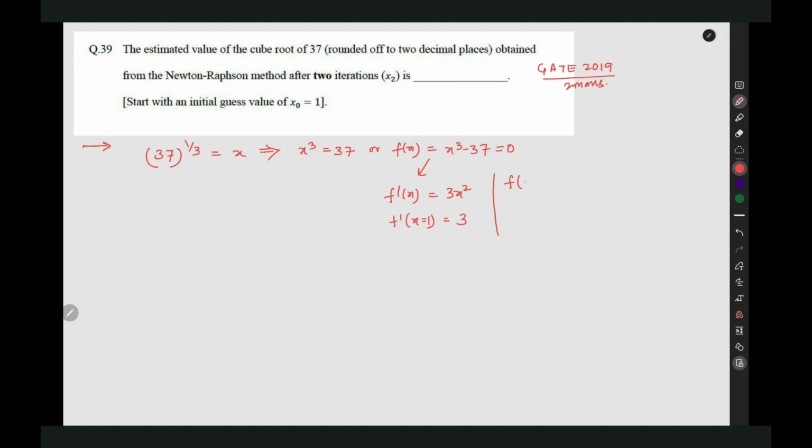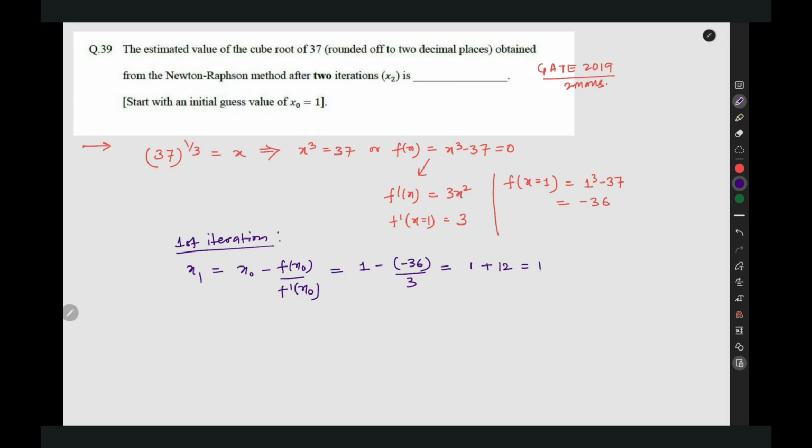The value of the function f(x) at x equal to 1 is 1 cube minus 37. So it's minus 36. Now we will use the formula for calculating the first iteration, x1 equal to x naught minus f of x naught divided by f dash of x naught. So it will be x naught, we know, 1 minus f of x naught is minus 36 and f dash of x naught is 3. So it will be 1 plus 12 equal to 13. Now f of x1 is 13 cube minus 37, 2197 minus 37. It's coming to be 2160.